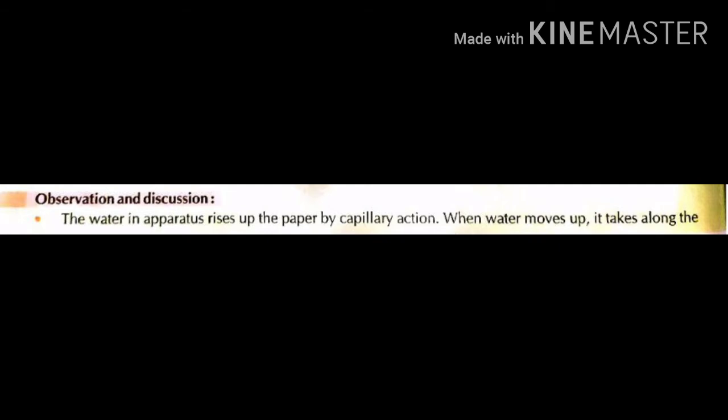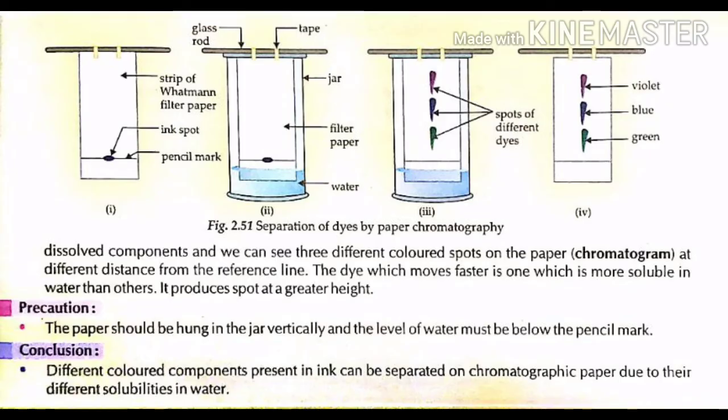When water moves up, it takes along the dissolved components, and we can see three different colored spots on the filter paper at different distances from the reference line. The dye which moves faster is the one which is more soluble in water than the others. It produces a spot at a greater height.